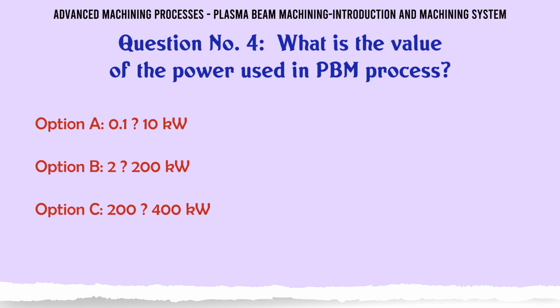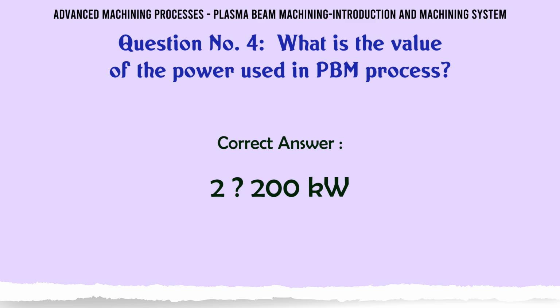What is the value of the power used in PBM process? A. 0.1-10 kilowatts. B. 200 kilowatts. C. 200-400 kilowatts. D. 400-700 kilowatts. The correct answer is 200 kilowatts.